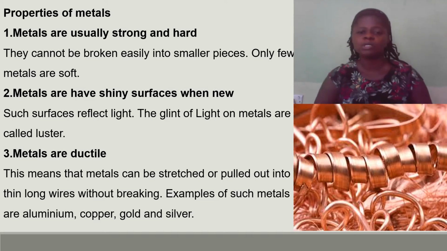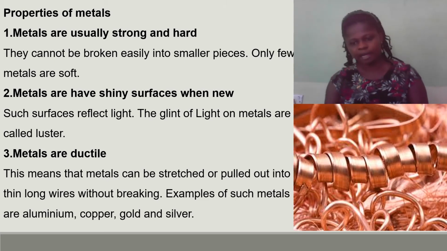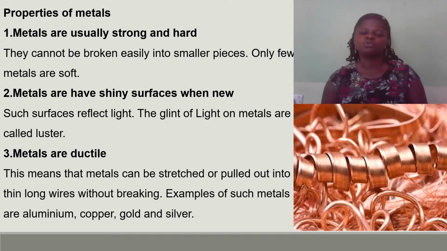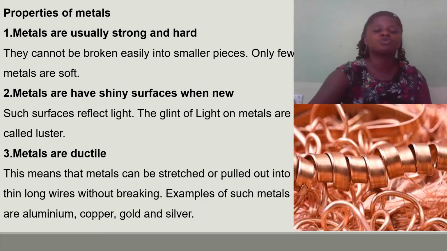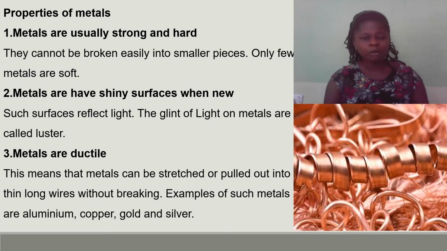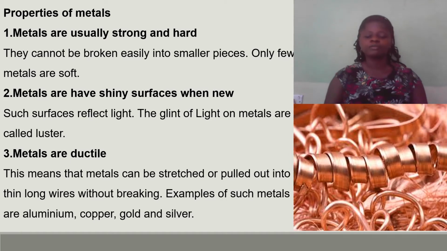Why? Because it is strong and hard, so I can't simply break it with my bare hands. So metals are strong and hard. They cannot be broken easily into smaller pieces. Only a few metals are soft, but generally metals are hard and strong.